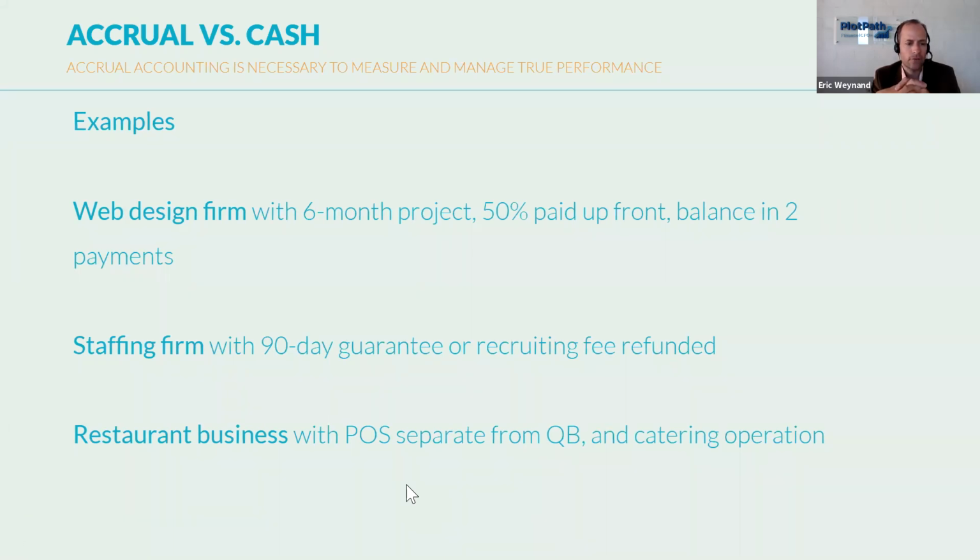Like a staffing firm with a 90-day guarantee on the recruiting fee, where the recruiting fee is refunded. This means, okay, I'm going to staff this, make this placement, but I know that I might have to refund it 90 days from now. And so is it revenue today or is it revenue after the guarantee period is up?